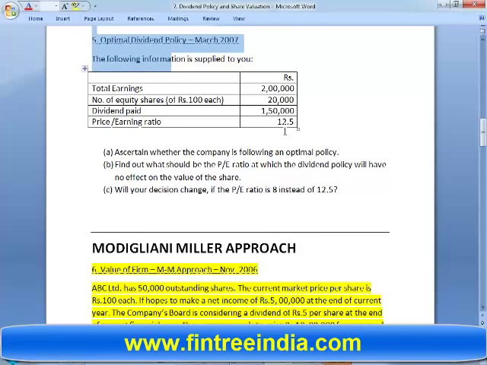Part C. Will your decision change if it's 8? Yes, because at 8 your cost of equity will become 12.5%, and in that case the optimal dividend payout ratio should be 100%. Correct? So write down the solution to part C. At P/E ratio of 8, cost of equity will be 12.5%.